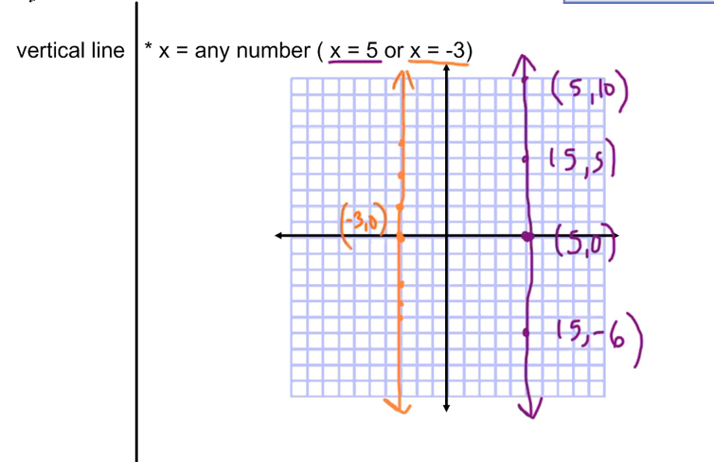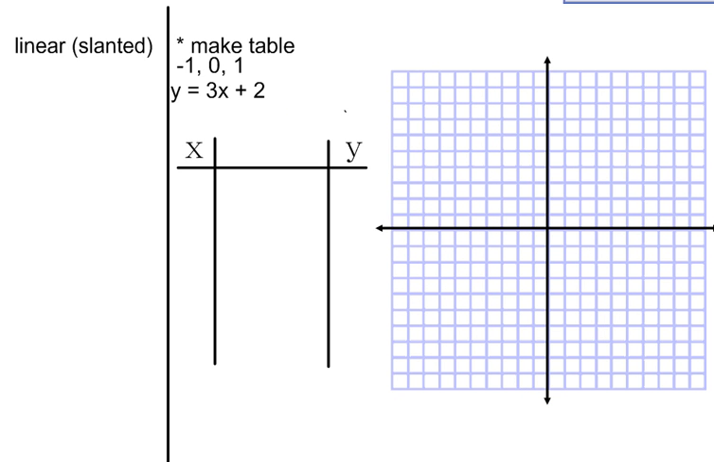So those are our two special graphs, the horizontal line and the vertical line. But the majority of graphs that we will have that are linear will be slanted. So they'll either be gradually going up or gradually going down, but they won't be vertical or horizontal. This is the most common type of graph.